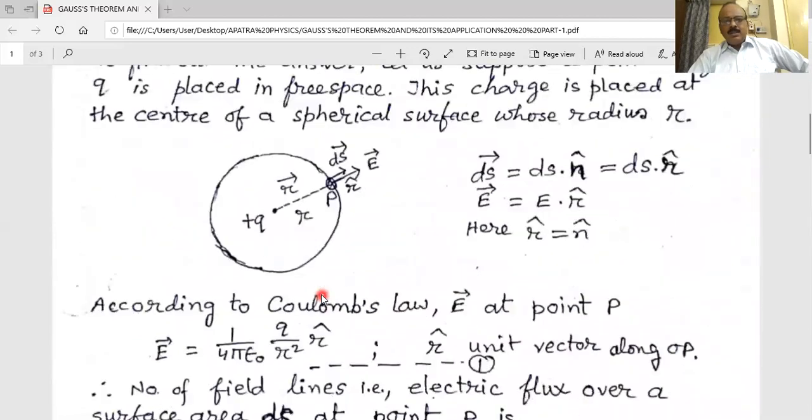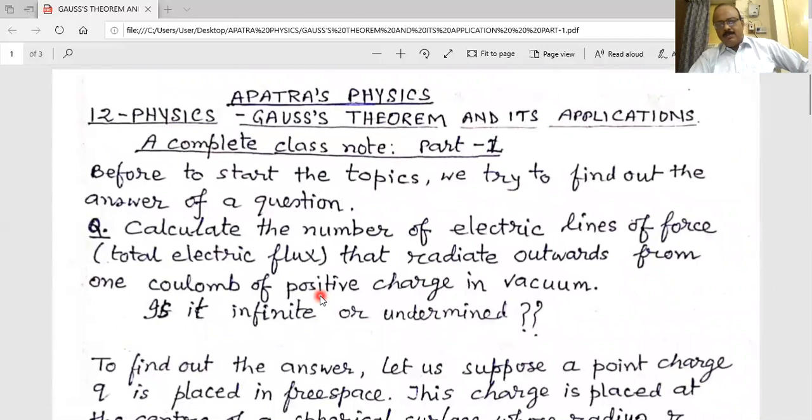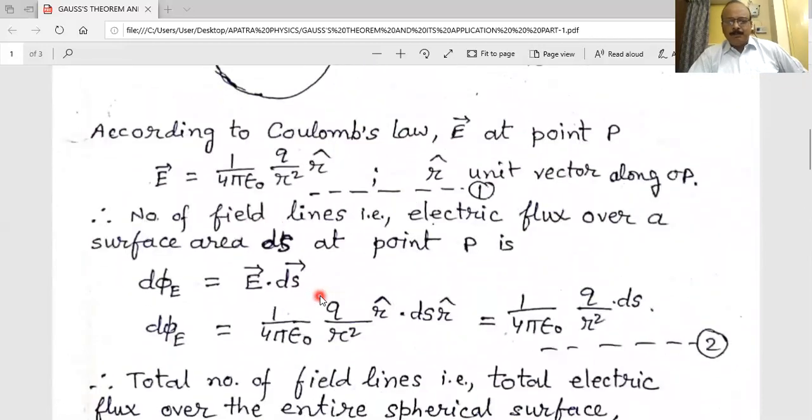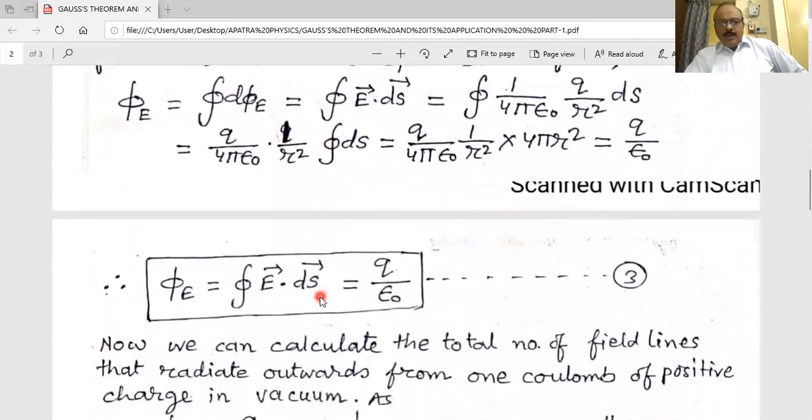The question was what is the total number of field lines or flux that radiate outward from 1 coulomb of positive charge. In this case it is a positive charge, therefore we say outwards. In case of a negative charge, all the flux of field lines will be inwards toward the negative charge.